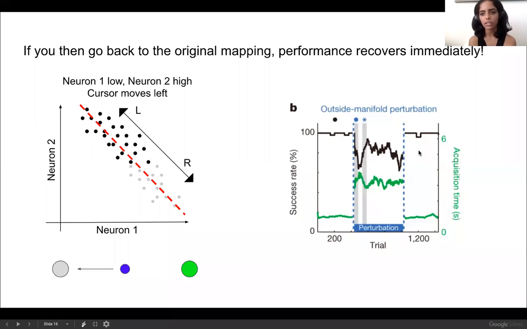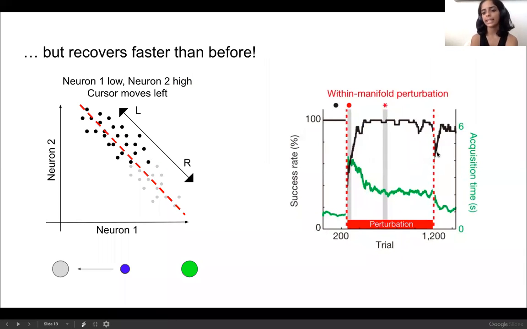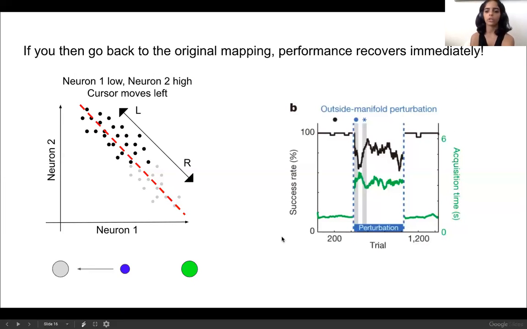Now you should contrast this to the previous perturbation within manifold, where it did take the animal some number of trials to again go back to its original performance. Right? So this demonstrates that when you try to make the neural activity go outside of its natural manifold, the animal does not learn anything. No new mapping is learned. And when you go back to the original mapping, it's still present and the animal recovers immediately. So I'll pause again for questions because this is the main finding of the paper.